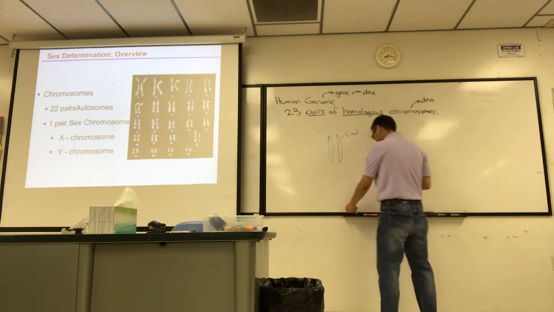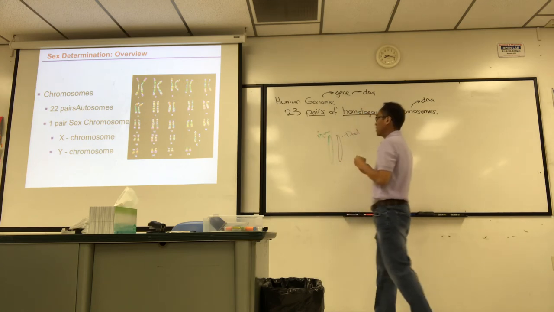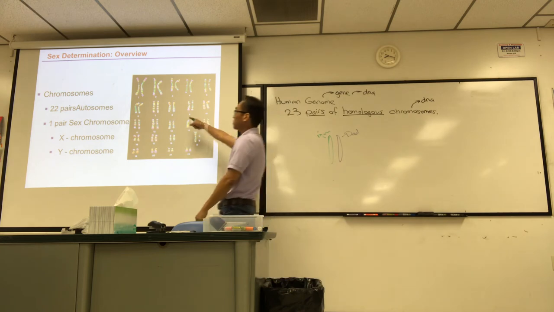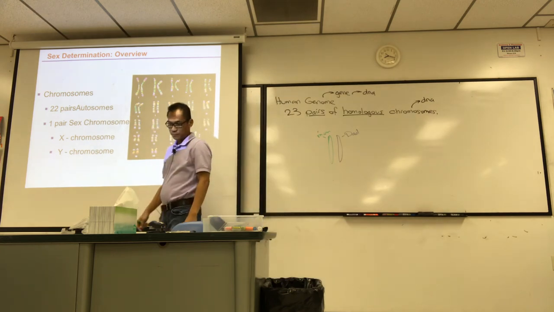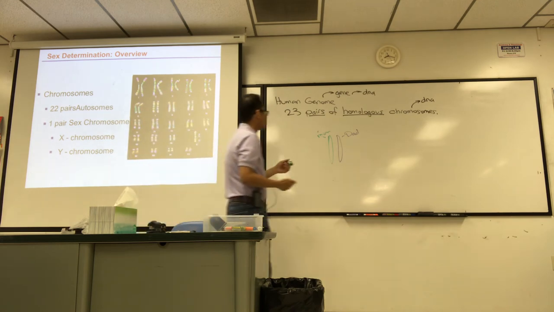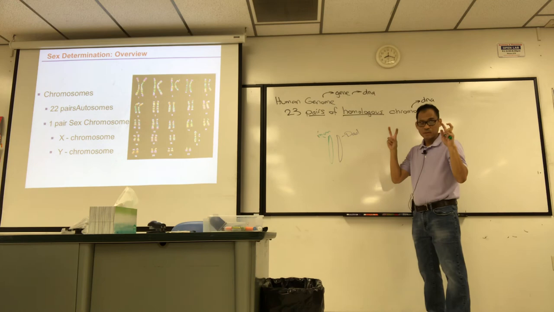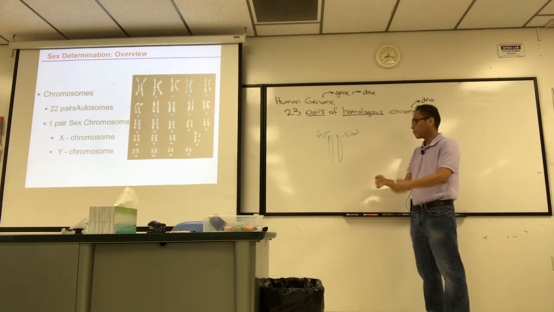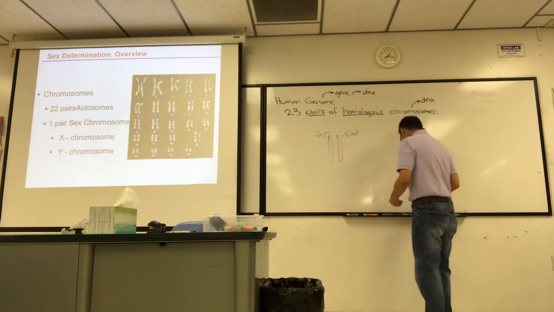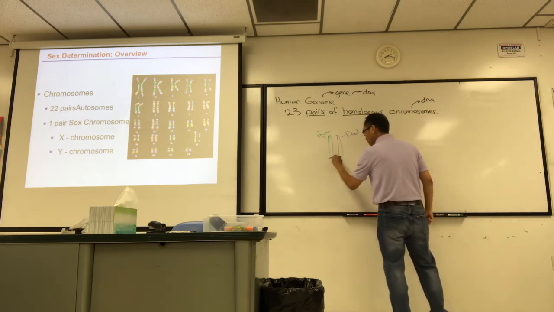Dad. Mom. It's one of the 23, maybe number one, just to use an example. Homologous means, well, there's something called locus. All the genes are located in different parts of this chromosome number one. Just to pick some arbitrary spot, let's say, for example, at this locus right there.